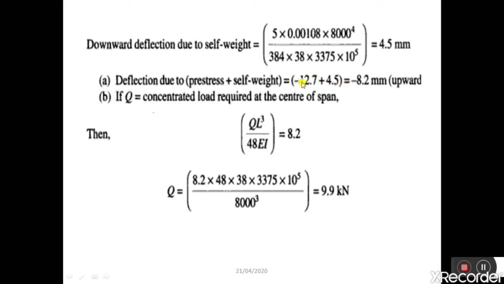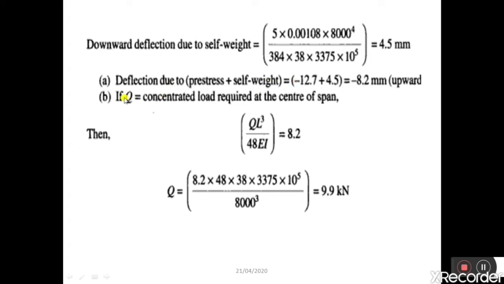So here minus is indicating the deflection is in upward direction, and here the plus 4.5 is indicating the deflection is in downward direction. So it is negative because the deflection will be hogging shape, and here it is positive because the deflection will be having sagging shape. So net deflection is equal to minus 8.2 mm. So minus is indicating upward deflection. So that is the first condition.